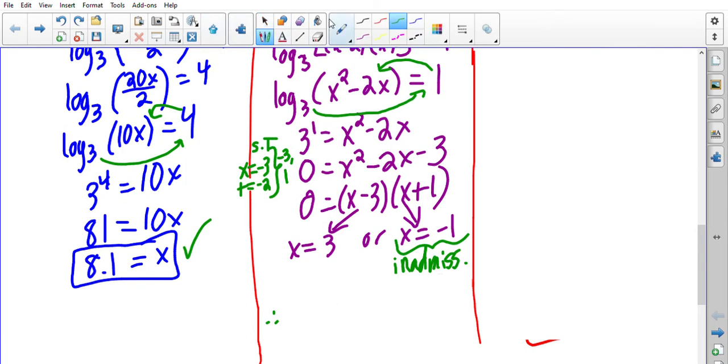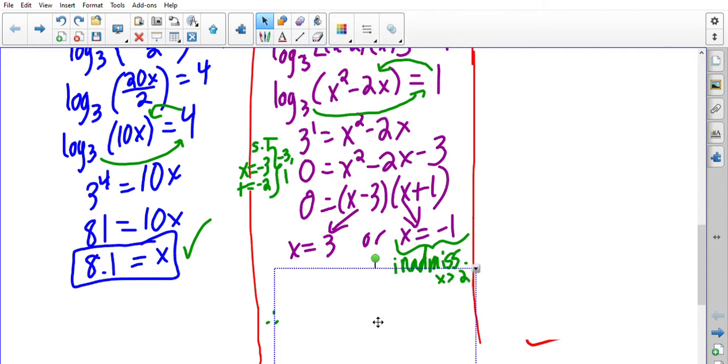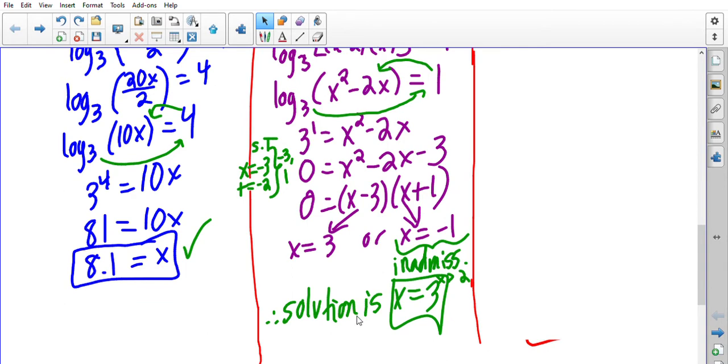So let's just write here: since x must be greater than 2, the final answer, the solution, is that x is equal to 3. So this is the only answer that works.